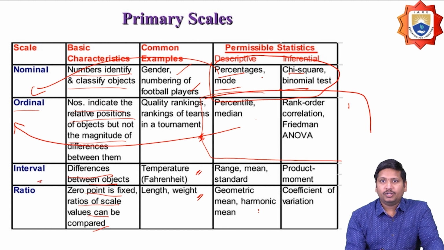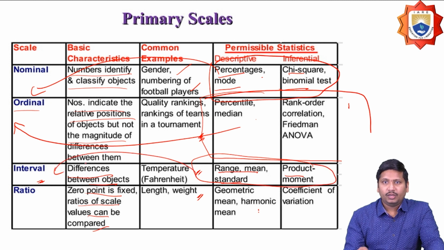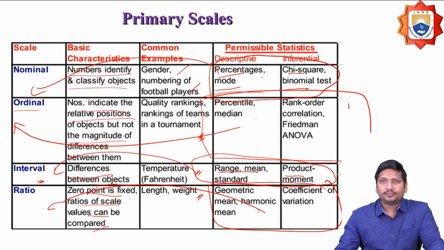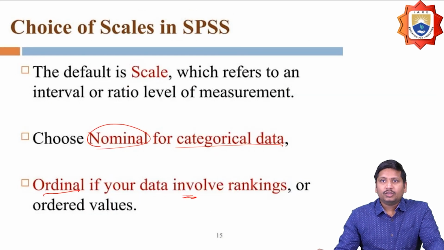For the interval one, we can take measures like range, median, standard deviation, and product moment correlation. For the ratio scale, it is geometric mean, harmonic mean, and coefficient of variation. So the choice of scales in SPSS is, as I just said, nominal, ordinal, interval, and ratio scale, where ordinal is for the rank order.